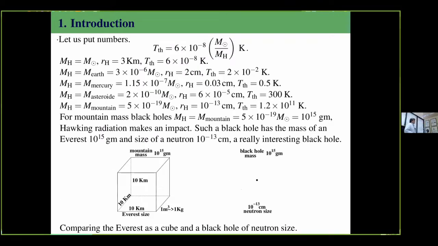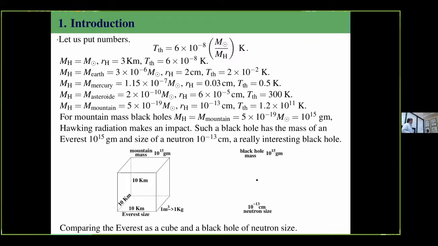Let's put numbers. We have seen that the Hawking temperature, the thermal temperature, is 1 over the mass of the black hole. If you put the numbers for the constants, you get 6 times 10 to the minus 8 solar mass over the black hole mass, in Kelvin. So for instance, if the black hole is 1 solar mass, you can calculate the radius because it's the Schwarzschild radius, GM over c squared, and you get 3 kilometers. The sun has 700,000 kilometers. So you have to shrink the sun to 3 kilometers to get a black hole. And then the temperature of the corresponding black hole, the Hawking temperature, is 6 times 10 to the minus 8.